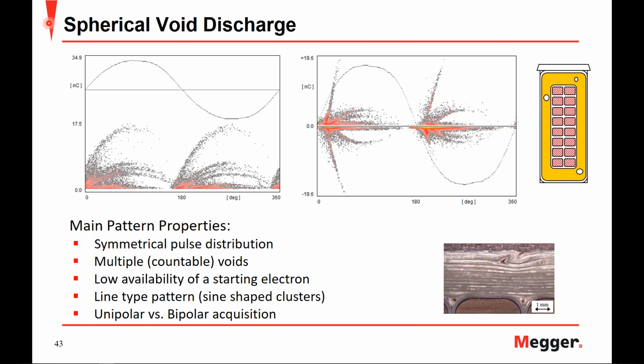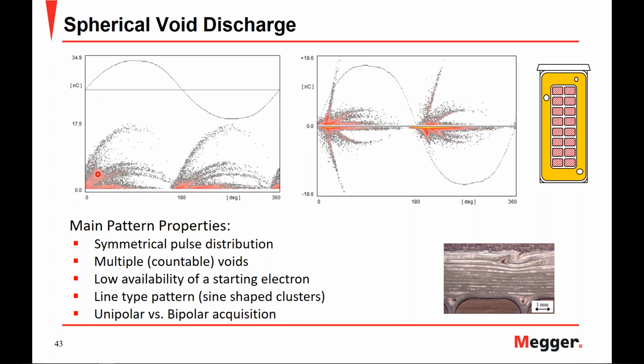Now, we can see there is no yellow, which means you have a low availability of starting electrons, or in other words, low repetition within the discharges. And this is typical because freshly impregnated epoxy generally provides limited free electrons.